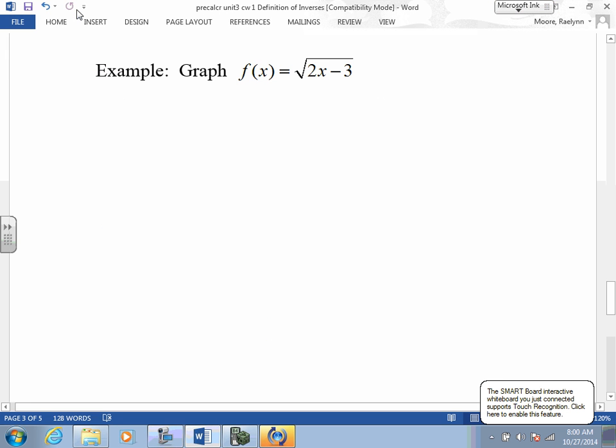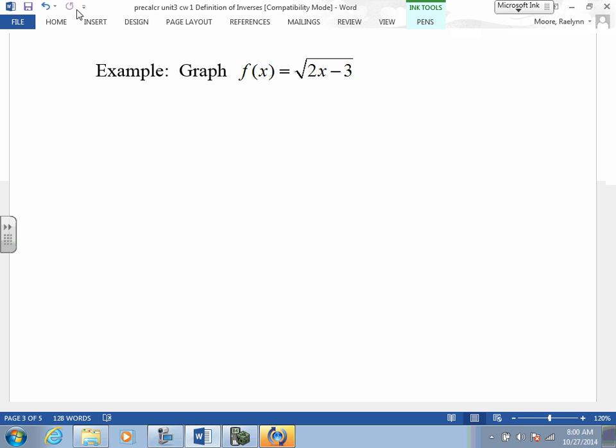Alright, so let's find this inverse first. Then we're going to draw them, and we're going to see what it looks like. Okay? Is there any restriction on this guy? Yeah, he's a radical. So let's take a look at your domain restriction.